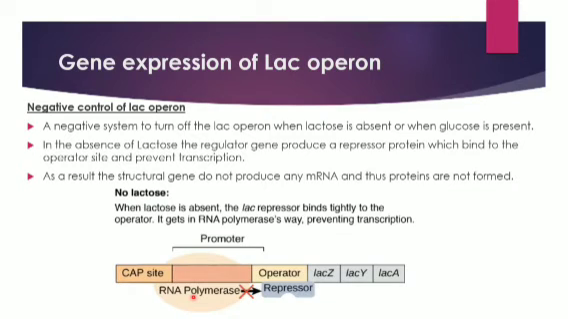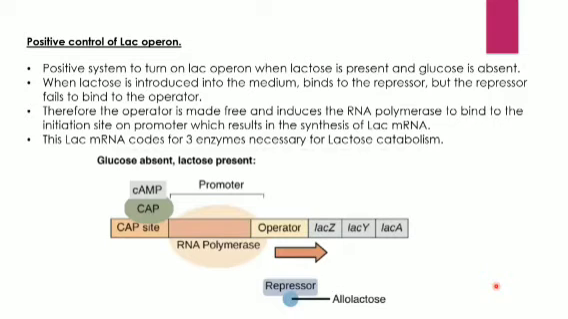When lactose is absent, the lac repressor binds tightly to the operator. It gets in RNA polymerase's way, preventing transcription. Now we'll see the positive control of the lac operon. In positive control, it will turn on the lac operon when lactose is present and glucose is absent.